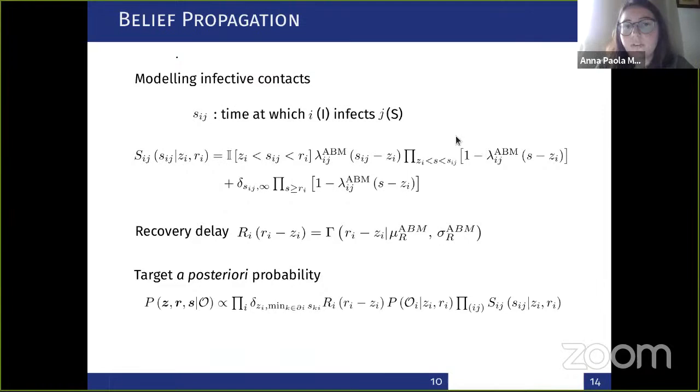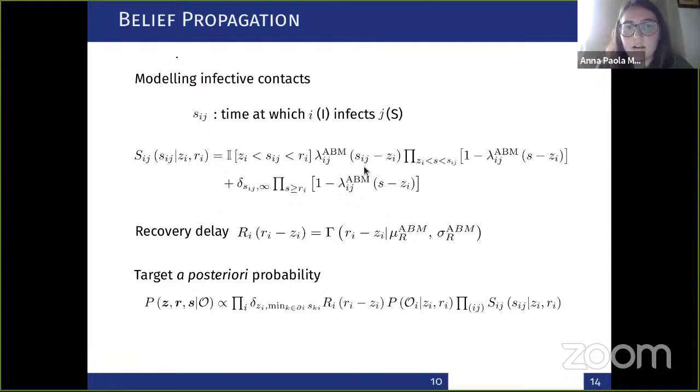The first term deals with an actual infection at time Sij. This is the probability of getting an infection at the time Sij, multiplied by the probability that you don't have an infection before. Instead, this last term deals with the fact that i does not infect j, so this time goes to infinity in our model. As you can see, these lambdas are the ones that come from the fitting of the OpenABM model.